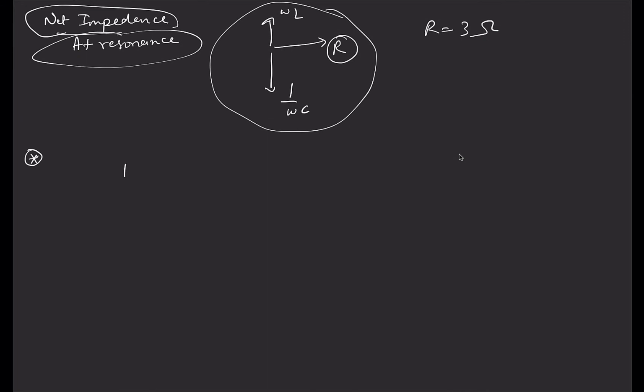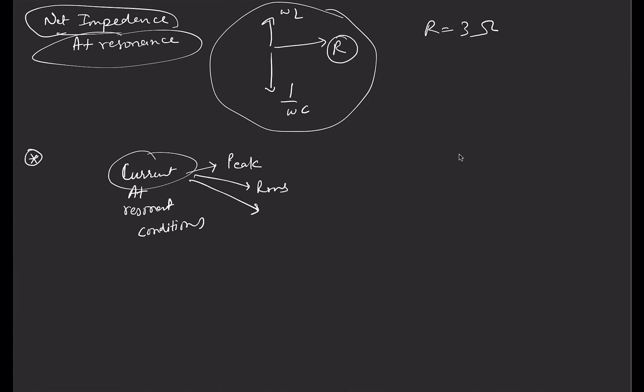Now we have to find the current at resonant conditions. So current at resonant conditions. Whenever they say current, they haven't mentioned which current. Do you want to find peak current, RMS current, or instantaneous current? When nothing is mentioned, they usually mean RMS. So we have to find RMS current at resonant conditions.